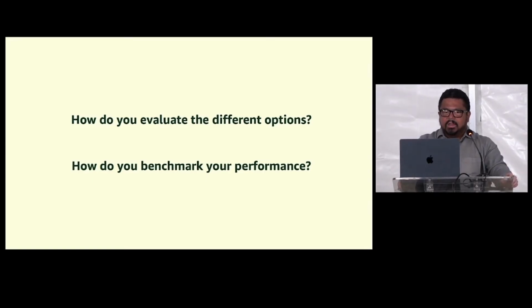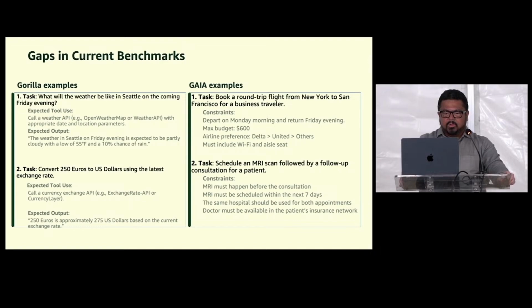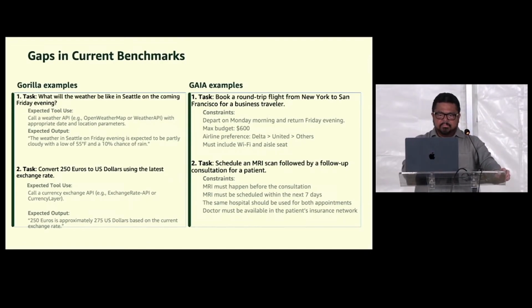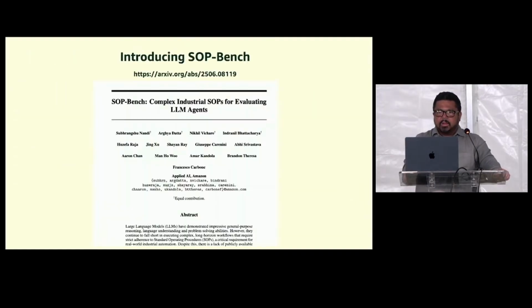We couldn't find benchmarks that were readily available. The ones that are currently very popular are the Gorilla benchmarks and GAIA examples. There are lots of results on these, and LLMs seem to be doing well on them, but the same agent frameworks in these examples didn't really help with comprehending and automating complex SOPs. So we ended up building a benchmark of our own.